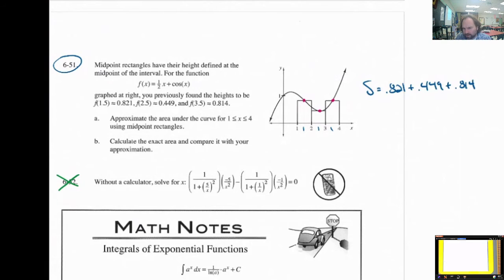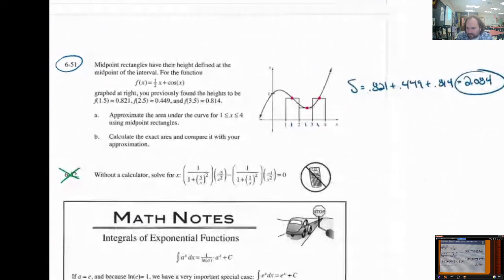Normally we would multiply these all by something, but since they're all being multiplied by 1, we just need to add them together. Really quickly going to do that. We got 2.084. Then that's an approximation because it's midpoint rectangles. And, you know, we've talked about left endpoint rectangles, right endpoint rectangles. This is right in the middle, which usually requires a lot more work because you've got to plug in the midpoints, but you figure it out.